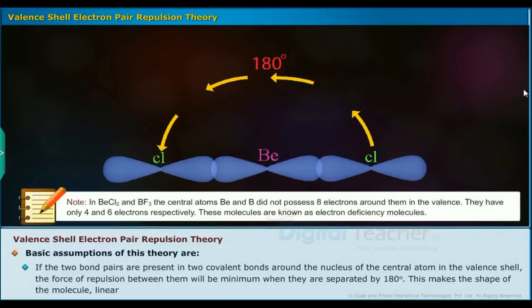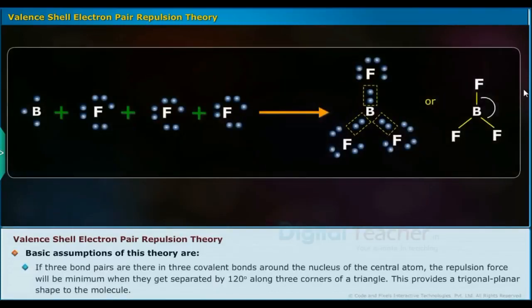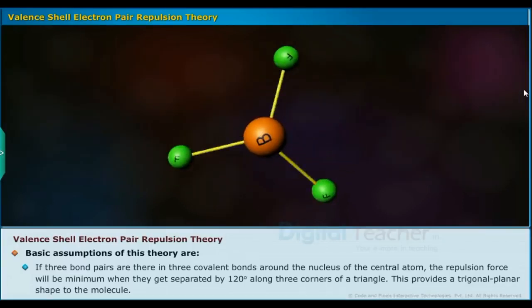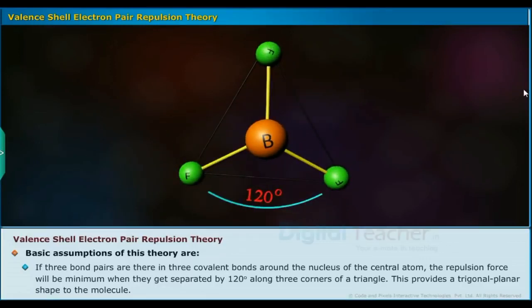In beryllium chloride and boron trifluoride, the central atoms, beryllium and boron, do not possess 8 electrons around them in the valence shell. They have only 4 and 6 electrons respectively. These molecules are known as electron deficient molecules. If 3 bond pairs are there in 3 covalent bonds around the nucleus of the central atom, the repulsion force will be minimum when they are separated by 120 degrees along 3 corners of a triangle. This provides a trigonal planar shape to the molecule.